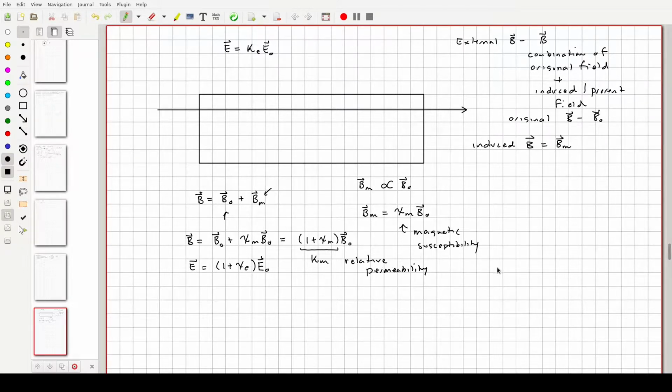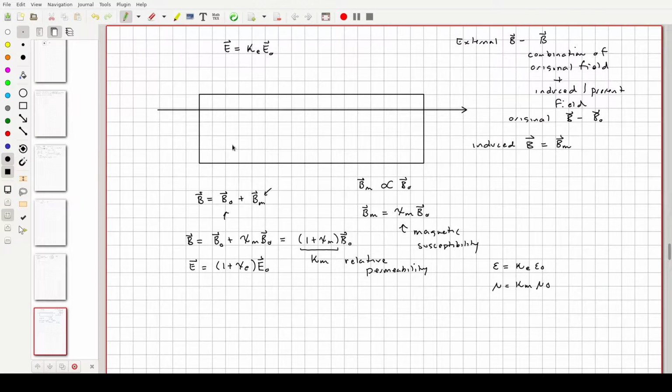And it occupies the same position in magnetism as epsilon and epsilon naught's relationship to each other do. So back in electricity, you would say that your permittivity is equal to kappa sub E times the permittivity of free space. And here you would say your permeability is equal to kappa sub M times the permeability of free space. So this is where you actually fit in the effects of a material.